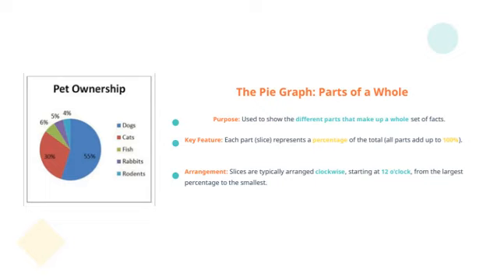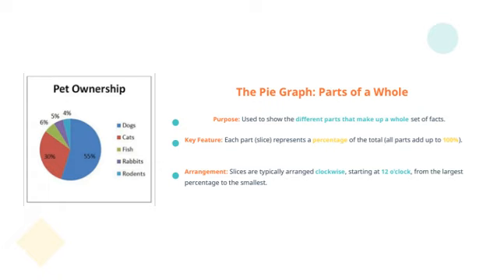Let's take a closer look at how pie charts are arranged. Usually, the slices are ordered clockwise, starting at the 12 o'clock position. The largest percentage is placed first, and then the smaller ones follow in descending order. This arrangement makes it easier to understand the relative size of each part at a glance. Now, a key feature to remember is that each slice represents a specific percentage of the total. And importantly, all these slices together add up to 100%, giving us a complete picture of the whole.